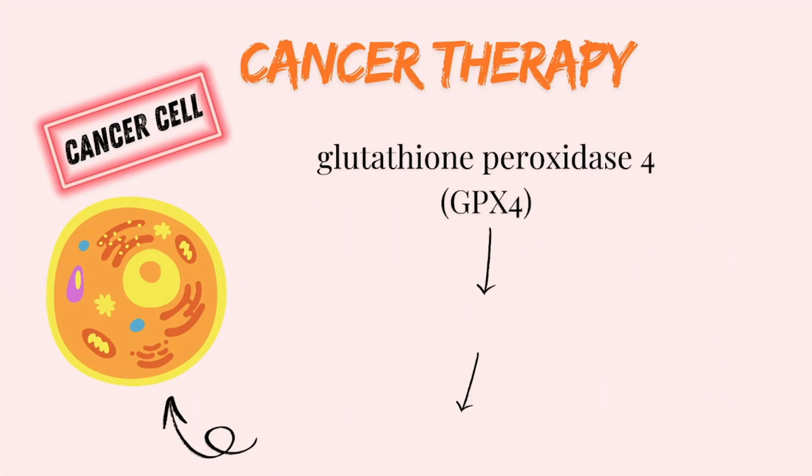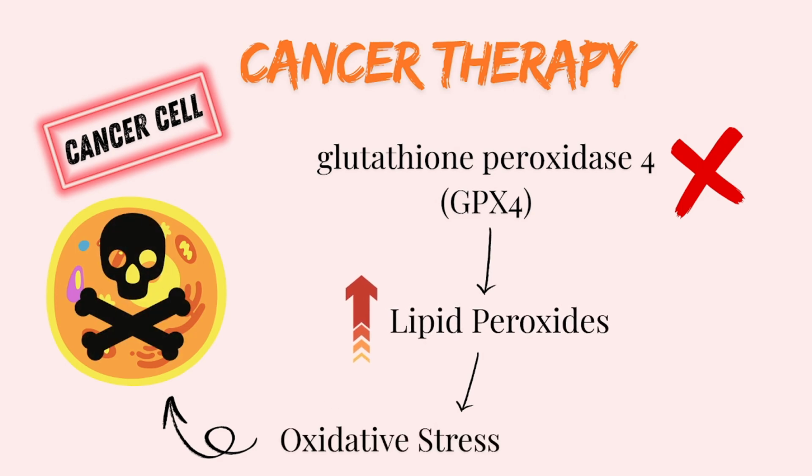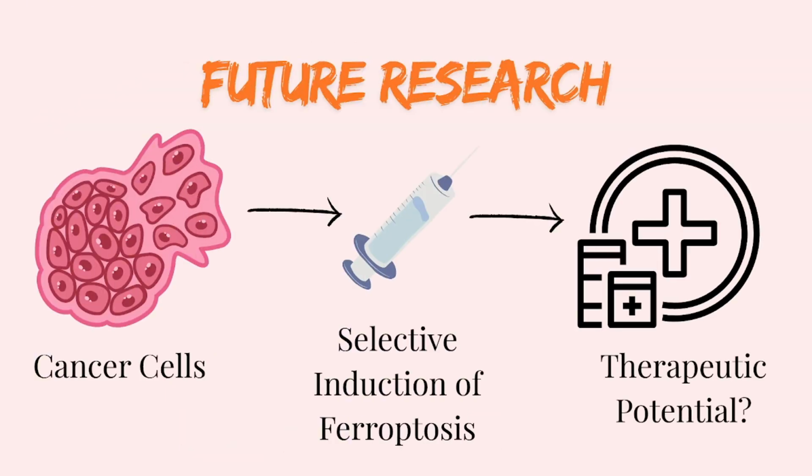An emerging application is as a cancer therapy. Inhibition of GPX4 leads to buildup of lipid peroxides, sensitizing cancer cells to ferroptosis. This has prompted research into the selective induction of ferroptosis in cancer cells. This novel therapeutic approach holds great potential for treating cancers, including drug-resistant and metastatic cancers. Overall, there is still much more to learn in the fascinating field of ferroptosis.